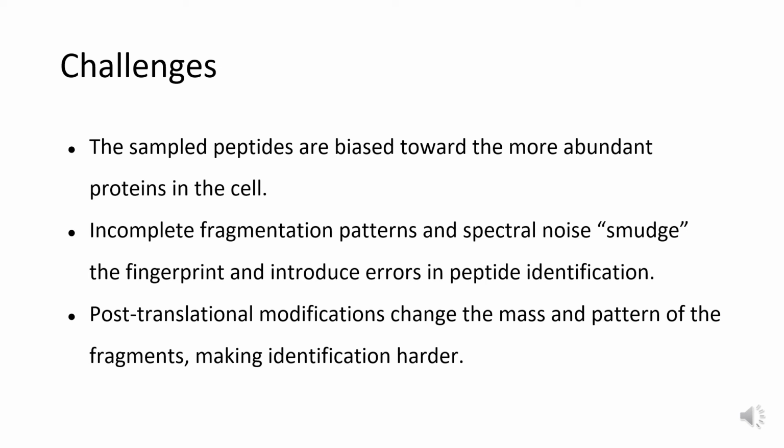Recent advances in mass resolution and the availability of software tools to analyze spectra make mass spectrometry the tool of choice for proteomics. Nevertheless, technological limitations create many challenges for the approach. The first challenge is that the sampled peptides are biased toward the more abundant proteins in the cell. Second, incomplete fragmentation patterns and spectral noise smudge the fingerprint and introduce errors in peptide identification. Third, post-translational modifications change the mass and pattern of the fragments, making identification harder.